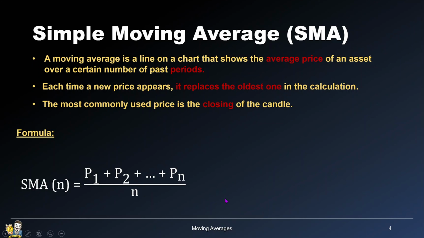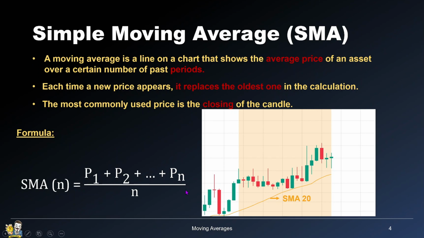So, here's the formula used to calculate the SMA. As you can see, it's simply an average of n data points. To make it clear, here we have the 20 SMA, and the last point of this line corresponds to this formula. The 20 data points used in the calculation are shown in the orange area.